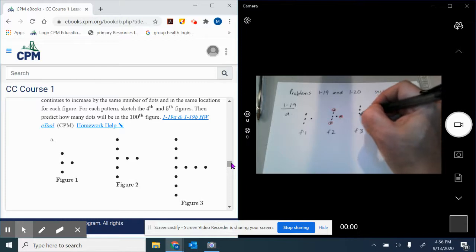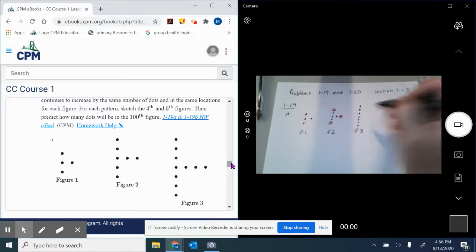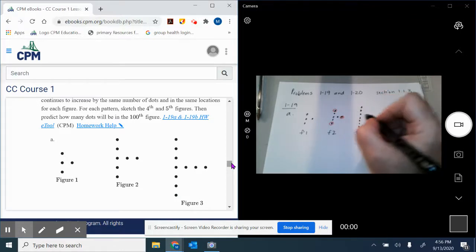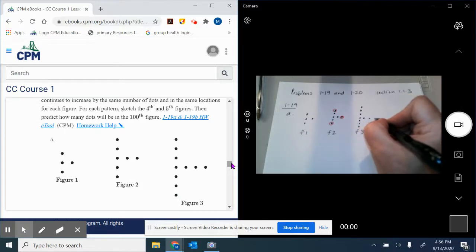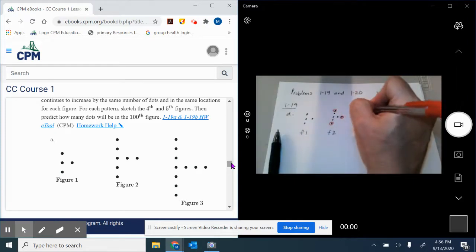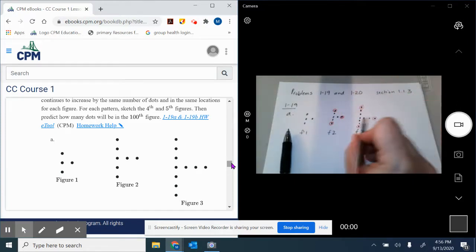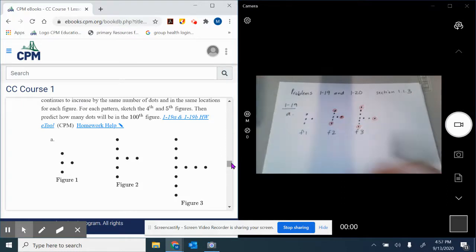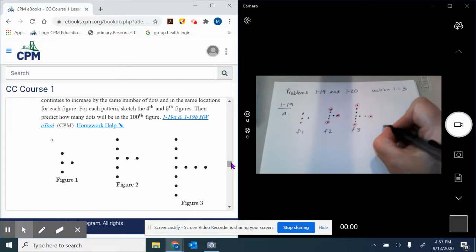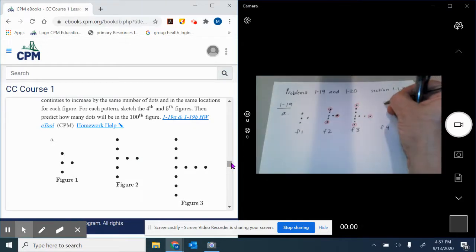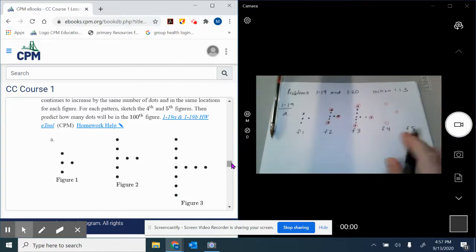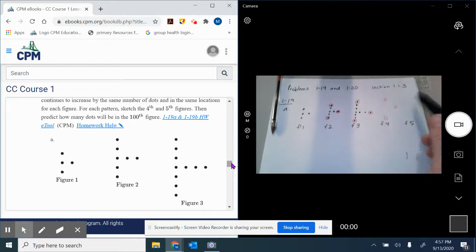1, 2, 3, 4, 5, 6, 7. And instead of having 3 go out, it looks like we have 4. So we're going to go out 1, 2, 3, 4. So again, my pattern holds because I added 1 to the top, 1 to the bottom, and 1 to the side. So assuming that I'm going to be doing that every time, when I draw figure 4, I'm going to do the same thing. I'm going to add 1 to the top, 1 to the bottom, and 1 to the right. Figure 5, assuming I'm going to do the same thing, I'm going to add 1 to the top, 1 to the bottom, 1 to the right.